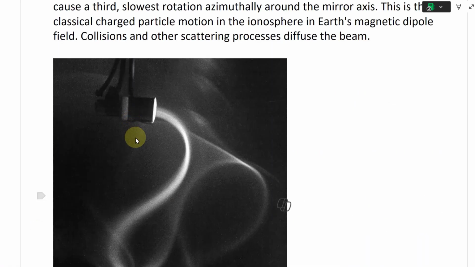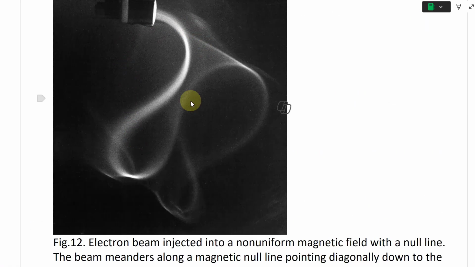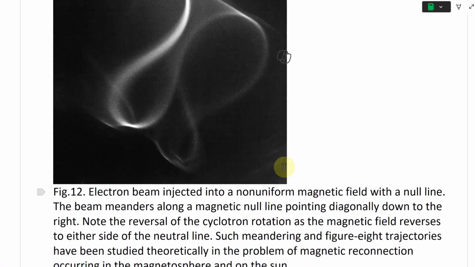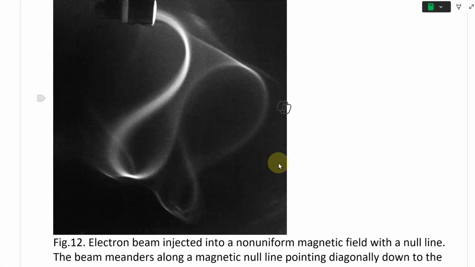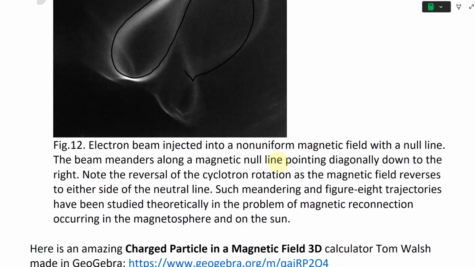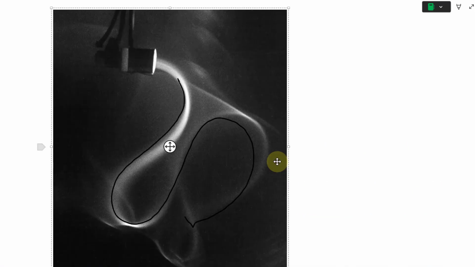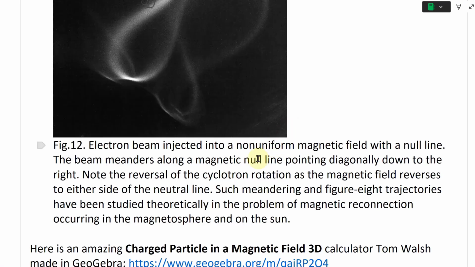Interesting. So then you have a point of no magnetic field right here. It loops around like this. And where does it go? The beam meanders along a magnetic line, but then where's the magnetic line? It's pointing diagonally down to the right, but where in the world is it? Is it up here? Anyways, this is for future study. Hopefully you enjoyed this reading.